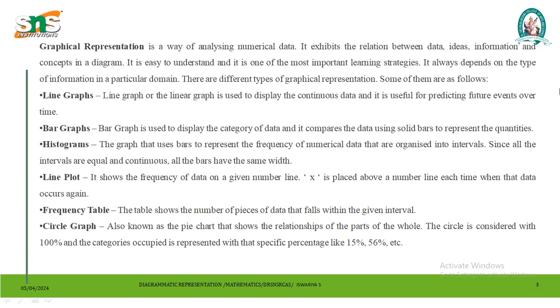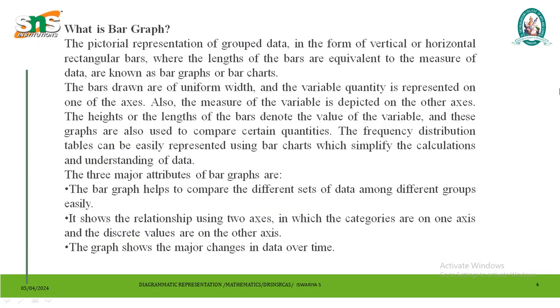Next one is line plot. It shows the frequency of data on a given number line. X is placed above the number line each time the data occurs again. So next one is frequency table. The table shows the number of pieces of data that fall within the given interval. The last one is circle graph, also known as the pie chart, that shows the relationship of the part to the whole. The circle is considered as 100% and the categories occupied are represented with specific percentages like 15%, 56%, etc. So first we are going to see a bar graph.